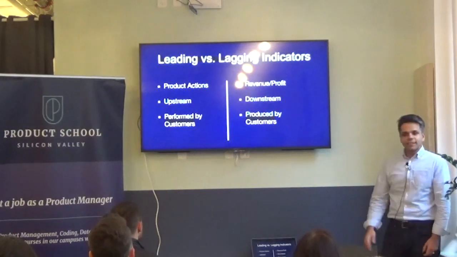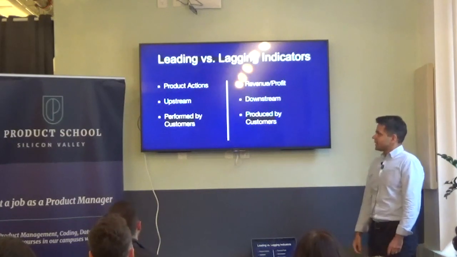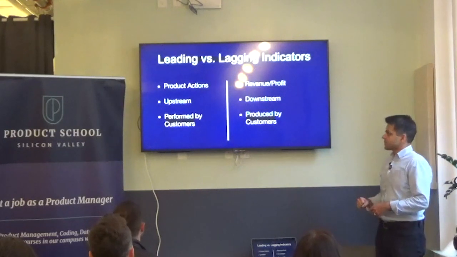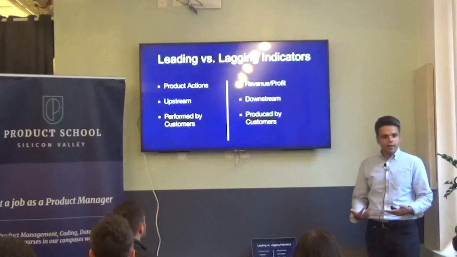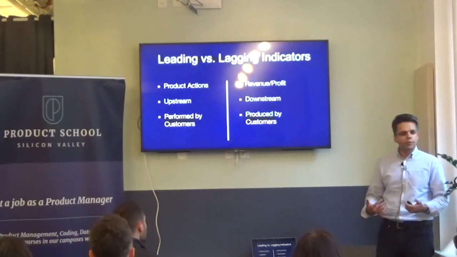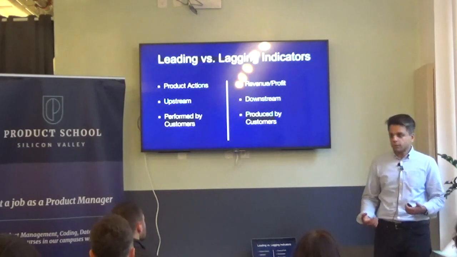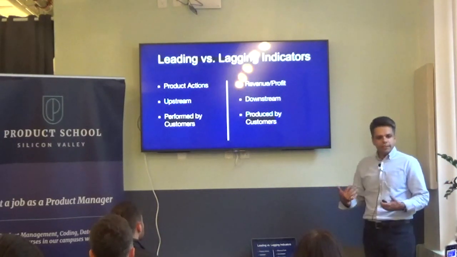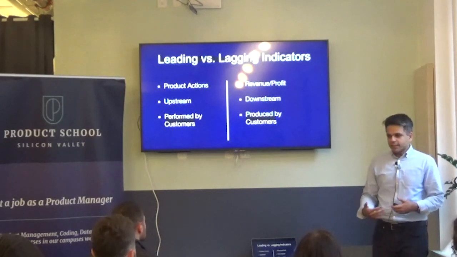Okay, so this is the leading and lagging indicator slide that I mentioned. The way you can think about a leading action is things that people do in your product. So we'll get to some examples of that. It's really actions that people are performing every day that tell you, yeah, people are using my product. And that will give you a lot of confidence that, hey, when it comes time for them to renew their subscription, or even if it's not a subscription product, I can count on having this person for the long haul. It's upstream, basically, and it's performed by customers, whereas a lagging indicator is revenue and profit.